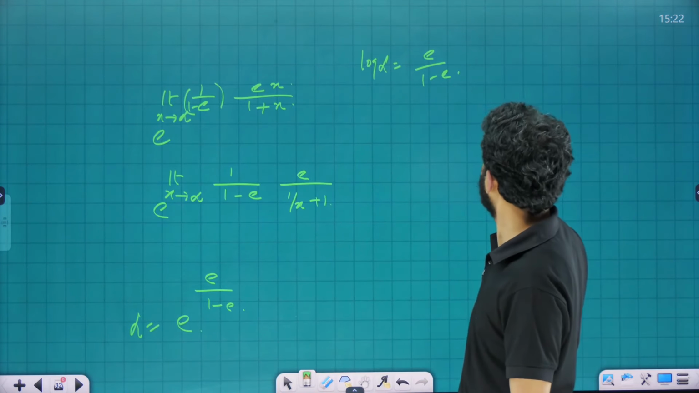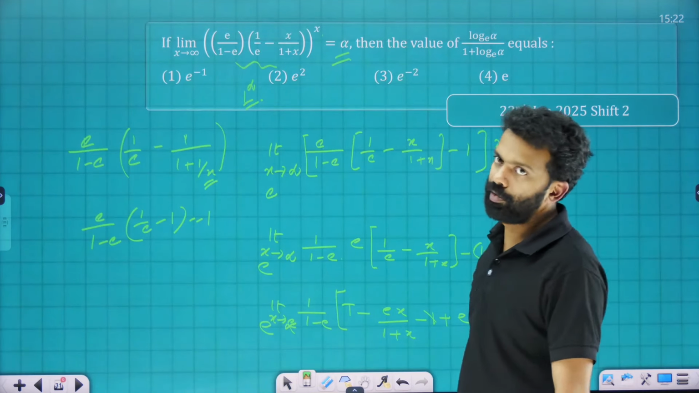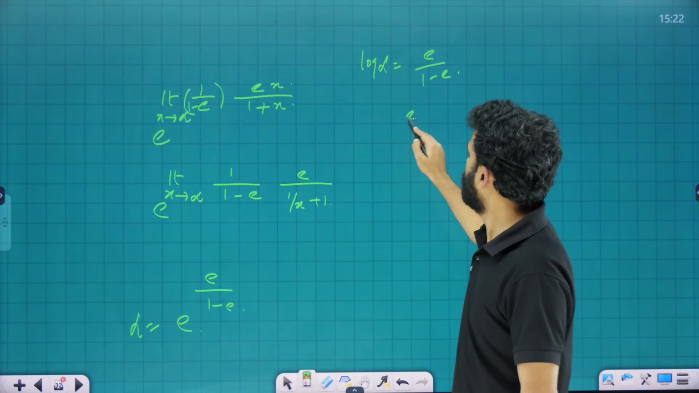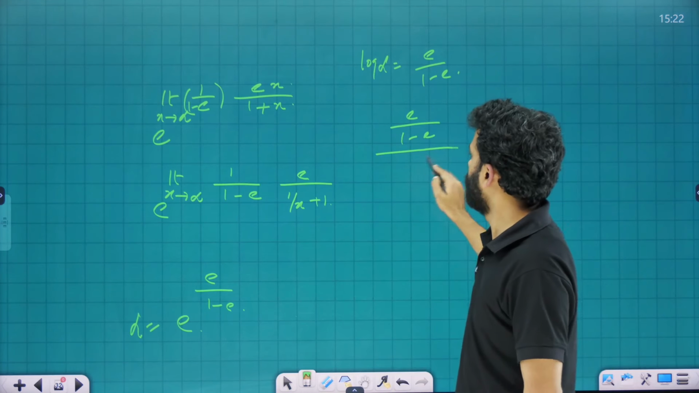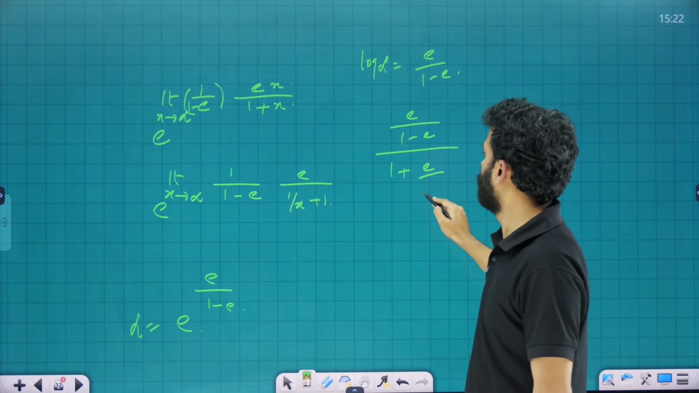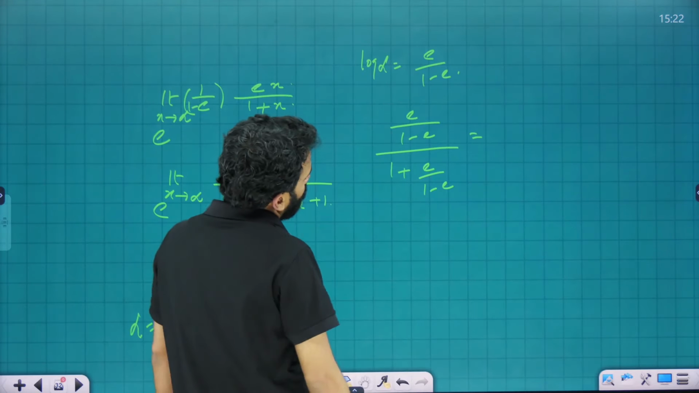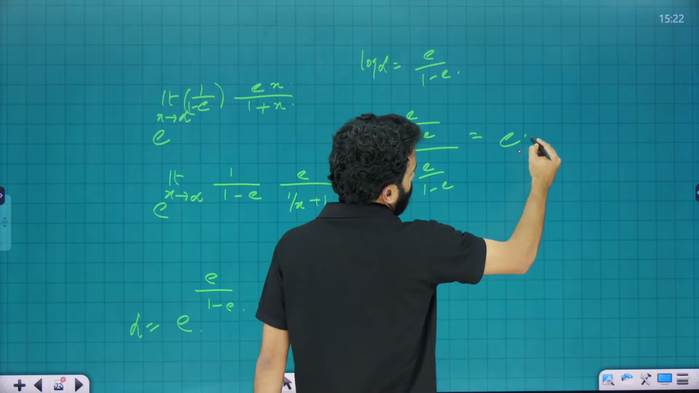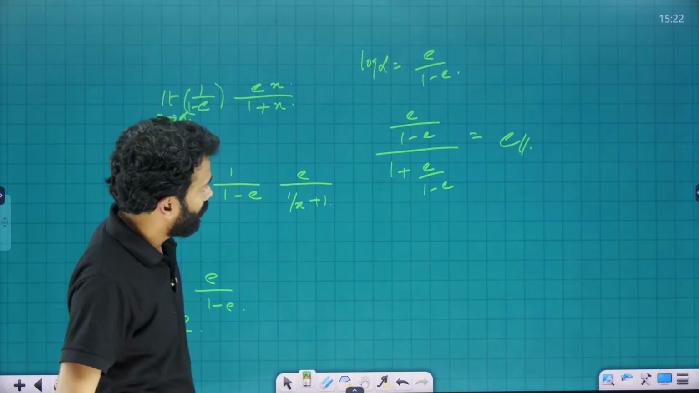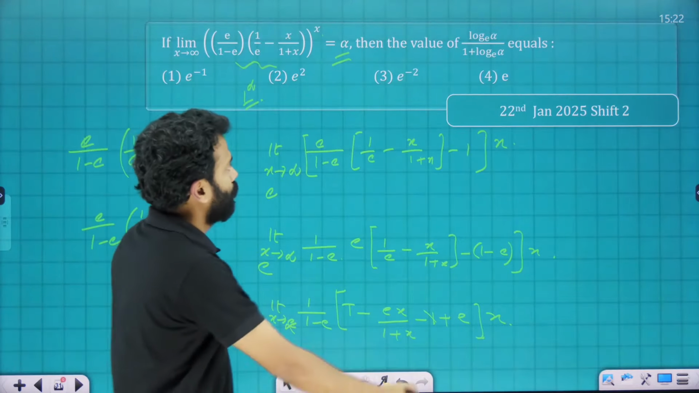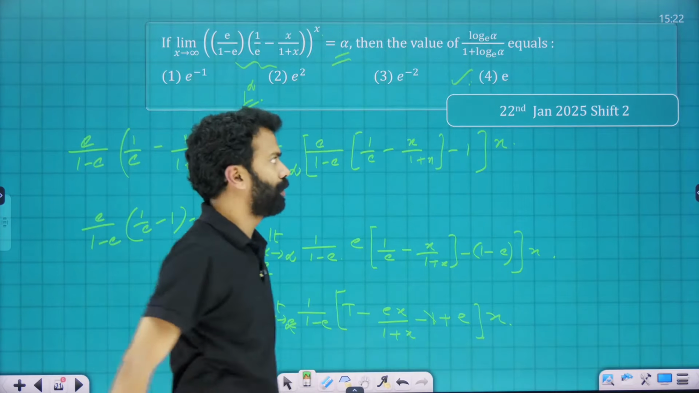And you need to find log alpha divided by 1 plus log alpha. That is (e/(1−e)) divided by (1 + e/(1−e)). If we cross multiply, it will be e only. So the final answer is e. Which option is that? The fourth option is the final one. This was a 2025 question.